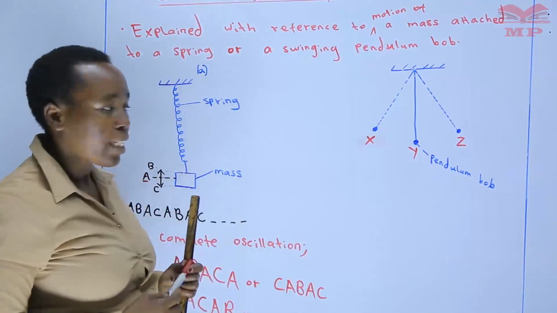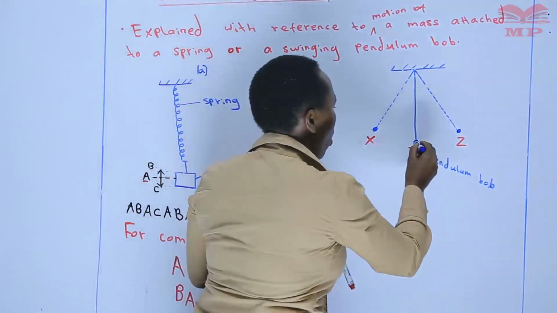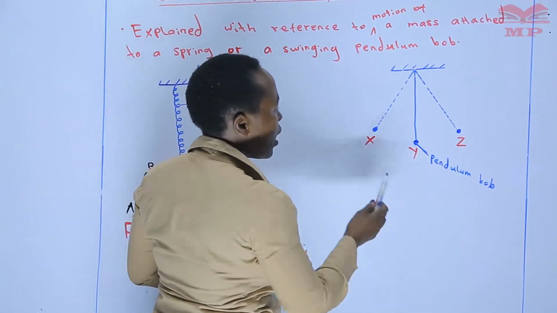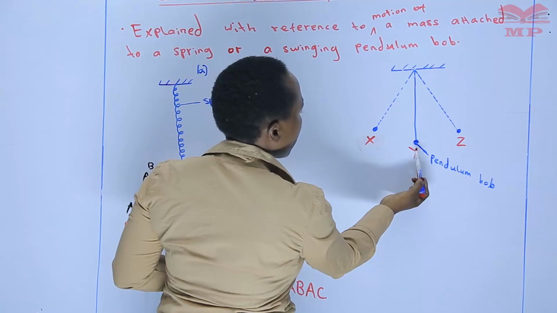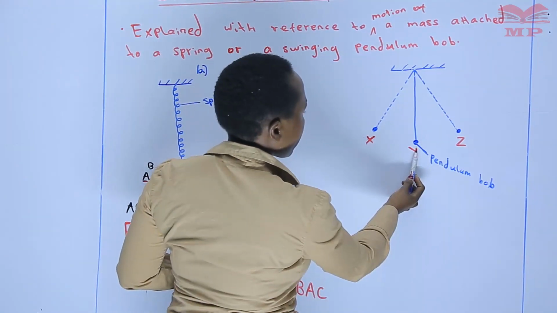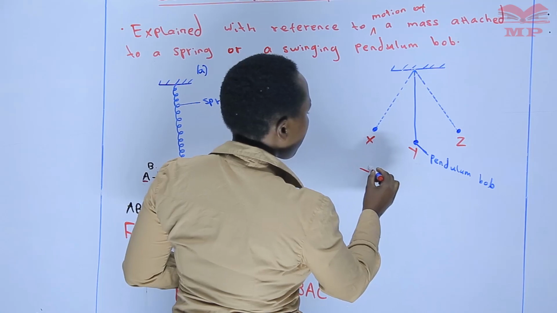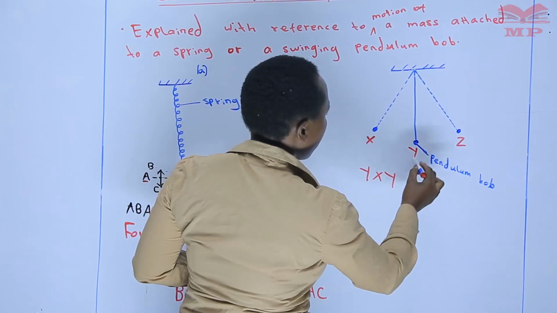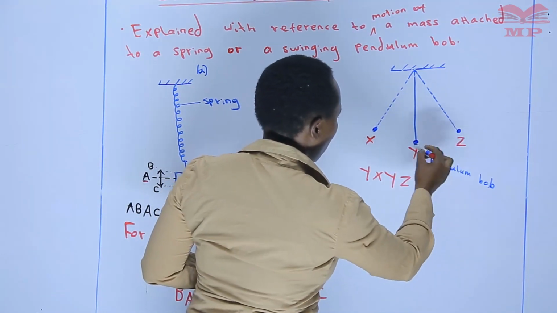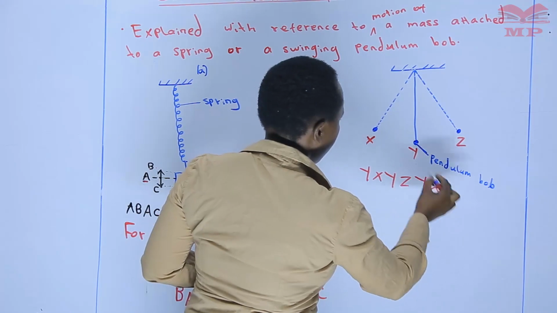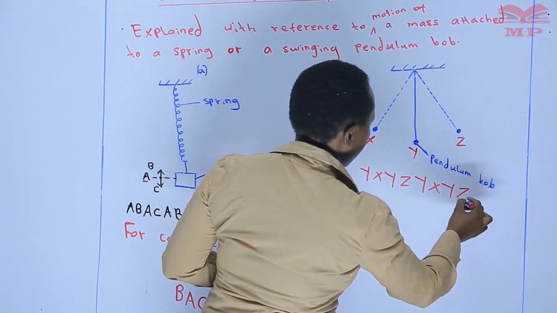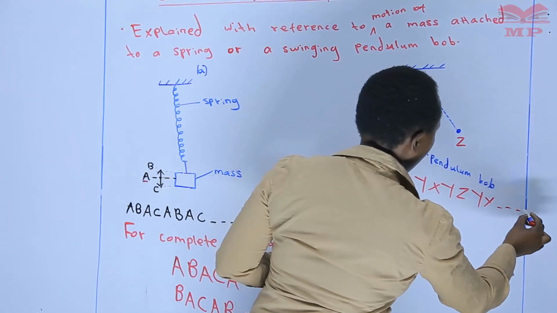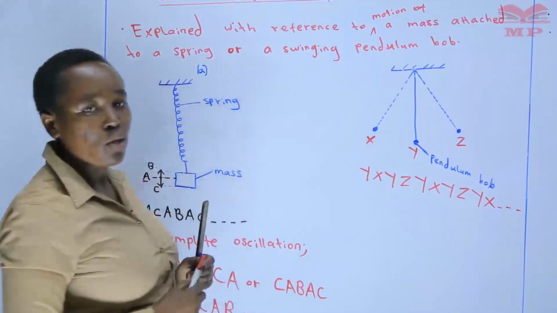So for us to say that it has completed one oscillation, before we move to one complete oscillation, this is how the pendulum bob will move. Let's say it's starting from Y. So we have from Y to X, then back to Y, then to Z, to Y, to X, to Y, to Z, from Z to Y, from Y to X, and so on and so forth. So that's how the movement is going to be.